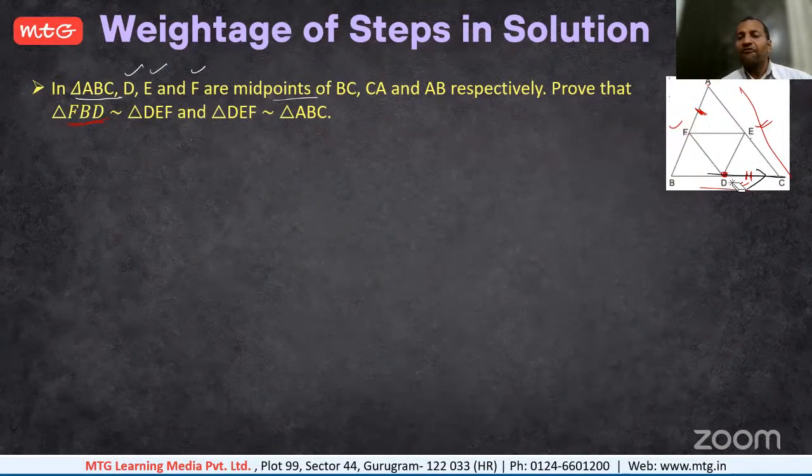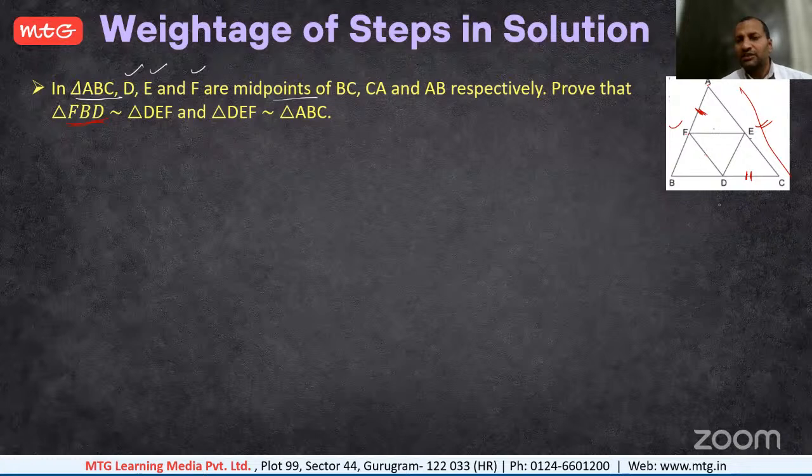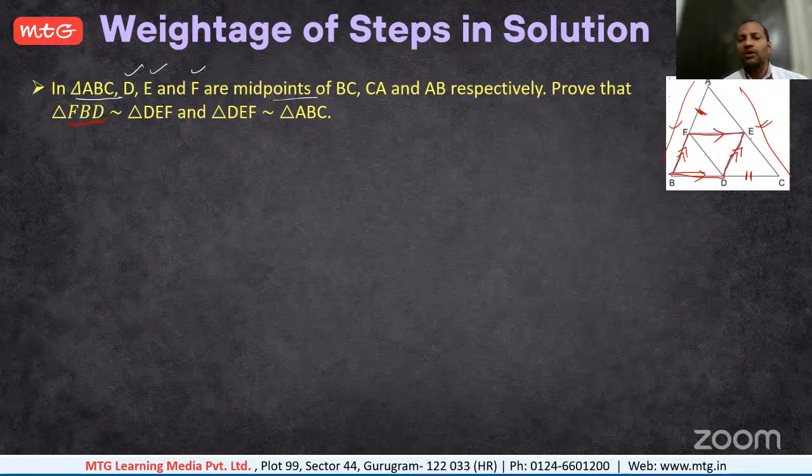Okay, so here we have observed that FE is parallel to BC. Parallel to BC means it will be parallel to BD also. And similarly, we can say that ED is also parallel to AB, the bigger side, so it will be parallel to FB also. Okay. So now this small quadrilateral will be a parallelogram because opposite sides are parallel.